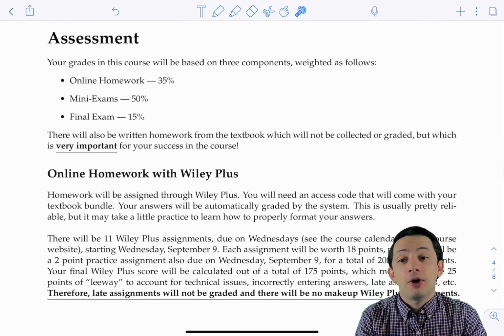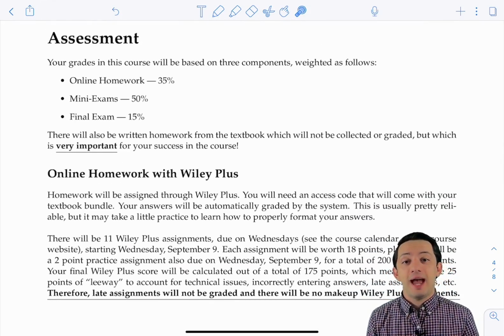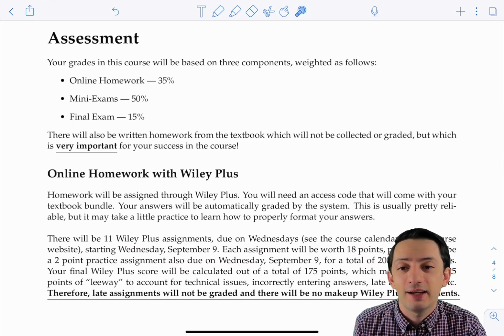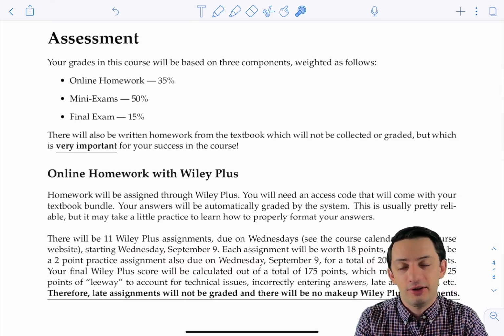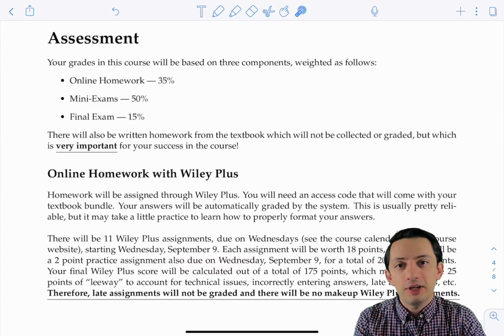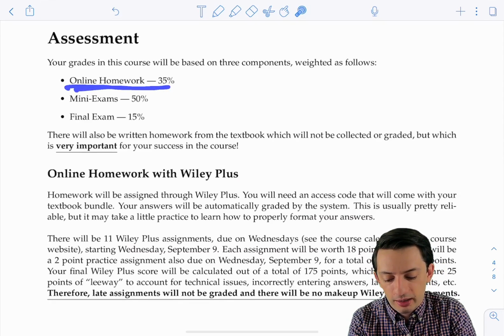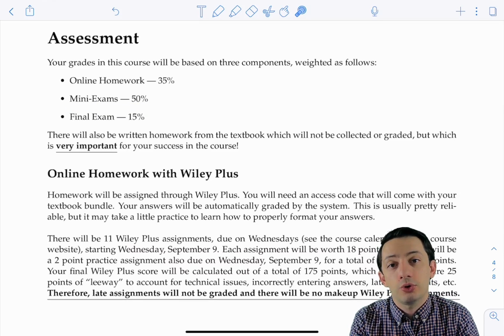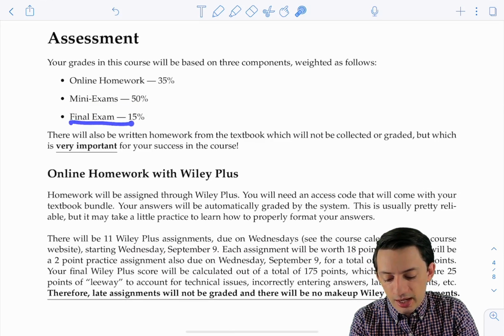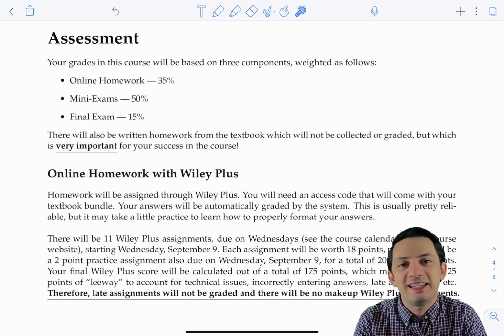Okay, now the big part, assessment. So this is what you all want to know: how am I going to get graded, what will I get graded on, and how will I get a final letter grade? We've got three basic components in this course. We've got the online homework, that's the Wiley Plus. We've got mini exams that I'll talk about. Those will be worth in total 50%. We've got the final exam, which will be worth 15%.